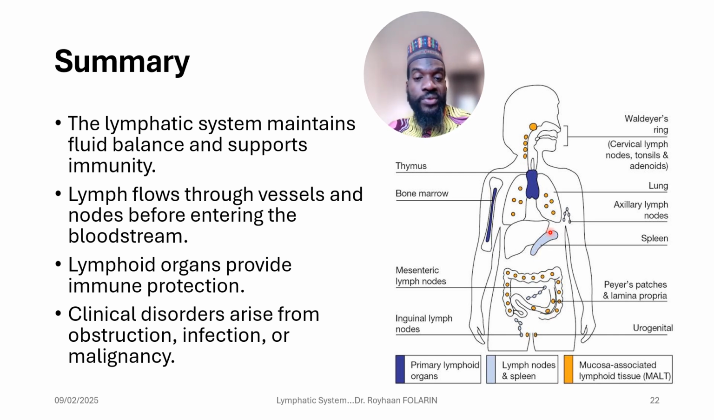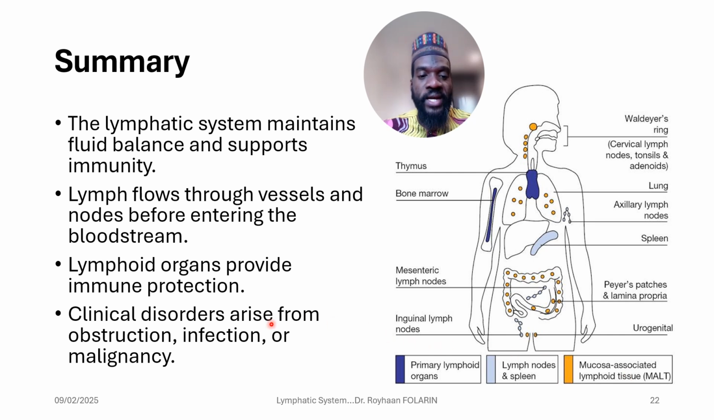So we've gone through the primary lymphoid organs, which are majorly the thymus and the bone marrow. You see it's coded here in blue. And then the secondary lymphoid organs include the spleen, the tonsils, the nodes, the Peyer's patches, the mucosa-associated lymphoid tissues, amongst others.